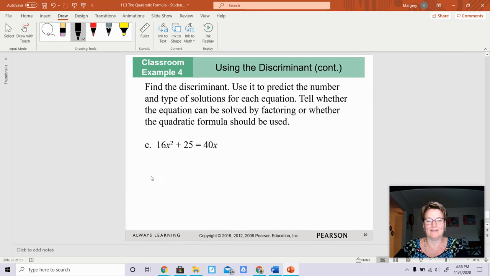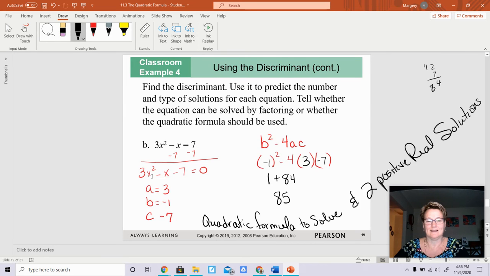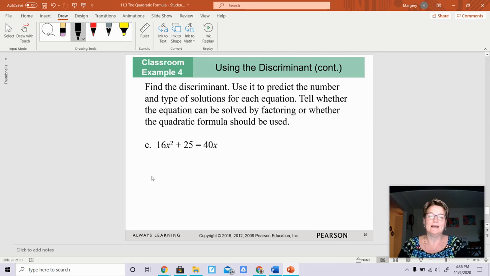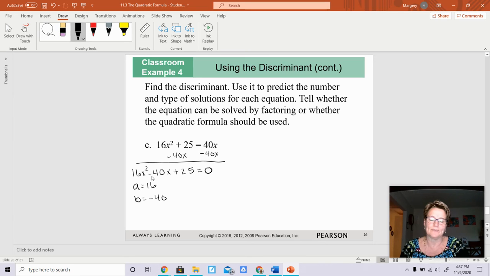Whoops, how many do we have? Oh, we can do this. All right, here we go. Once again, they want us to find the discriminant, so I need to move over the 40x. Move over the 40x, because remember, it has to be in standard form. The quadratic equation has to be in standard form, which means that everything has to be on one side of the equation. Equals 0. So on this again, we know that A is 16, B is -40, C is 25.